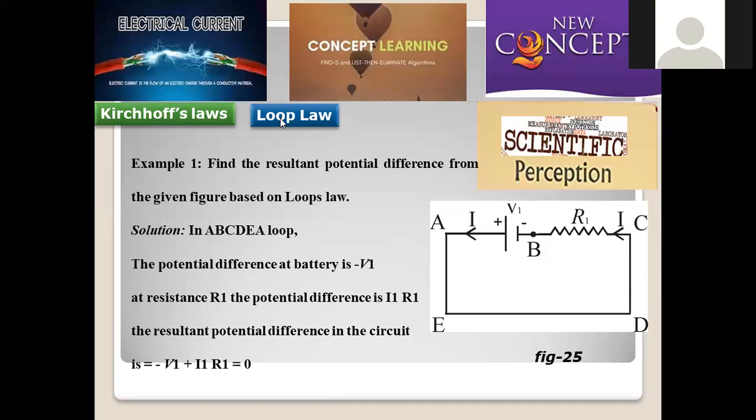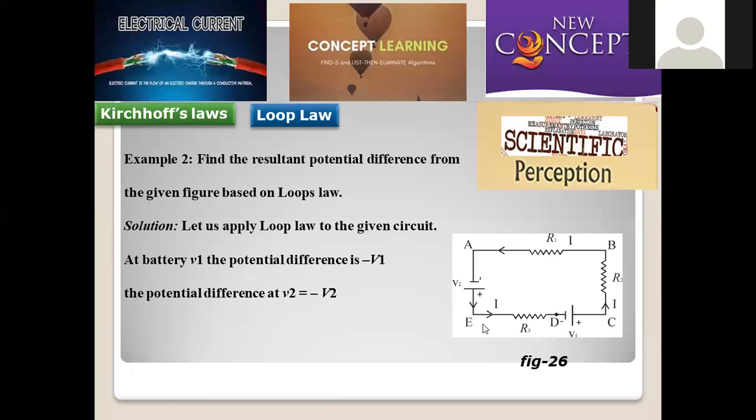0 indicates what? The loop law got verified, because the loop law says that the algebraic sum of the individual potentials is 0. So based on this, the loop law got verified. The extent of current discharged by the battery is exactly equal to the extent of current gained by the resistor. That means the voltage difference balances. Now example number 2 is going to be discussed.